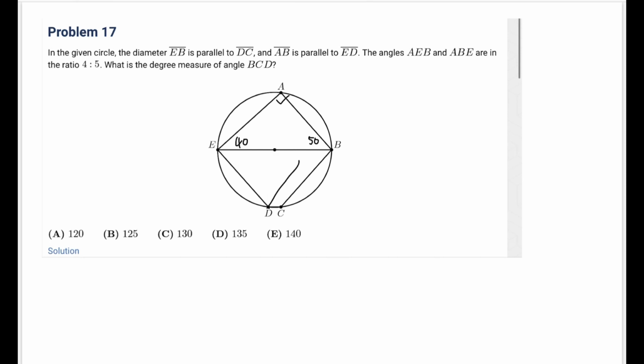Wait, no. Let's connect like this and connect like that. Okay, so since we know that these two are parallel, we can say that this angle is the same as this angle, right? Since they're both 90 degrees. And since this is not 90 degrees, this would be 50 degrees, right? Since this is 40 degrees. And since this is 50 degrees and this is an isosceles triangle, this would also be 50 degrees. And so this would be 80 degrees, right?